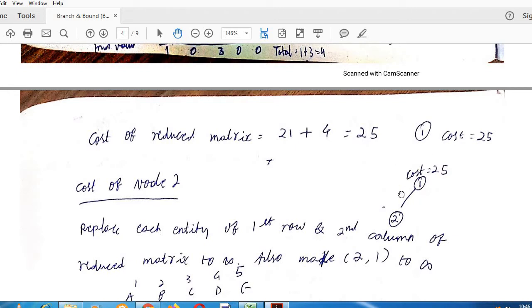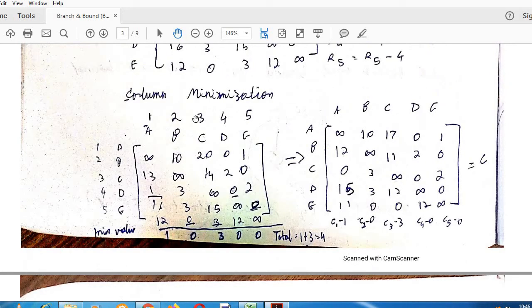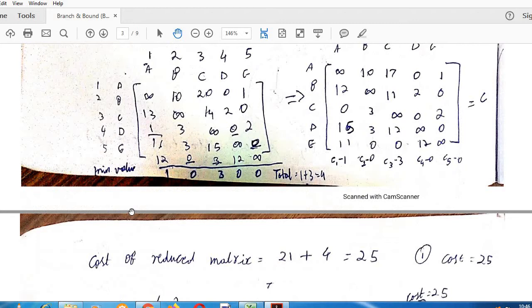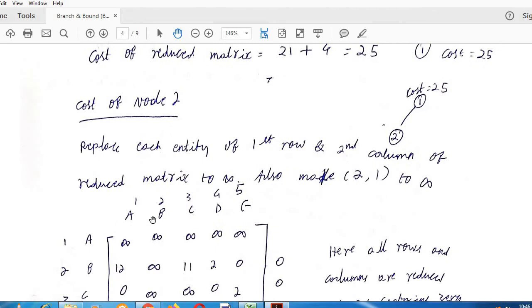then I have to find out the cost per node. As you can see here, node 1 corresponds to city A, node 2 corresponds to city B, node 3 corresponds to city C, node 4 corresponds to city D, and node 5 corresponds to city E. So I have found out the cost for city A, or node 1. Then I have to find out the cost for city B, or node 2. So there is a rule in order to find out the cost for node 2.